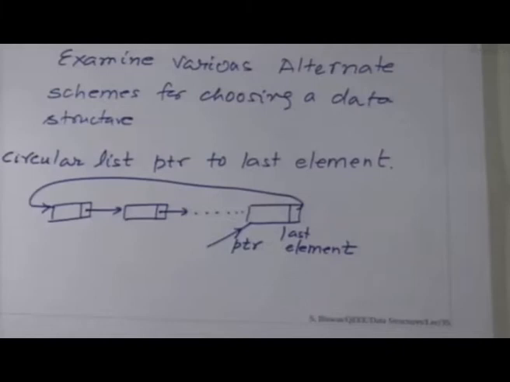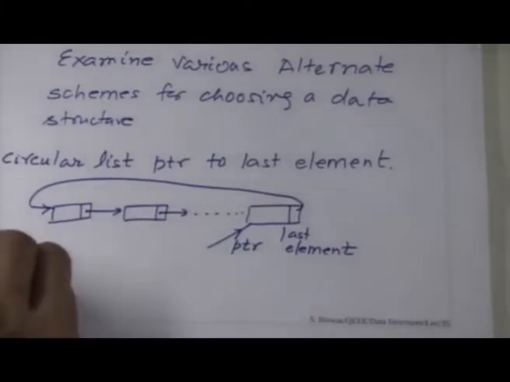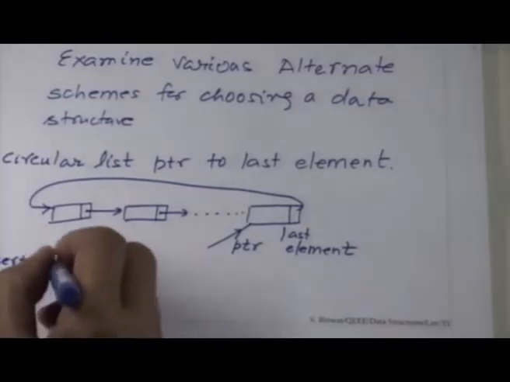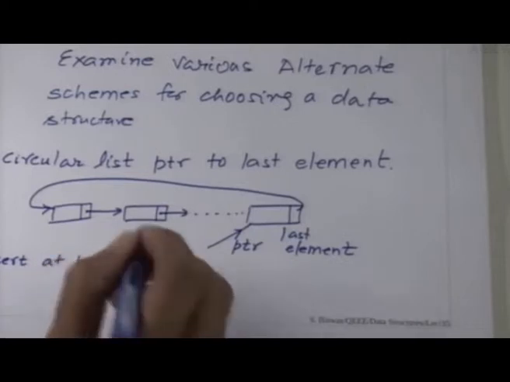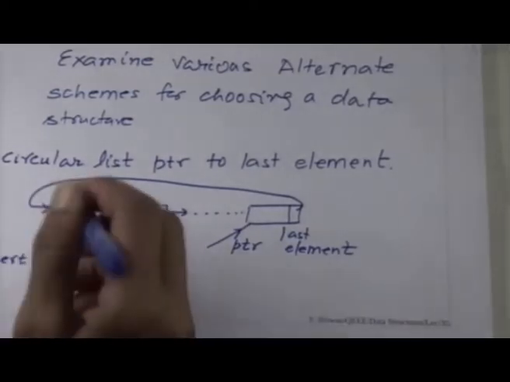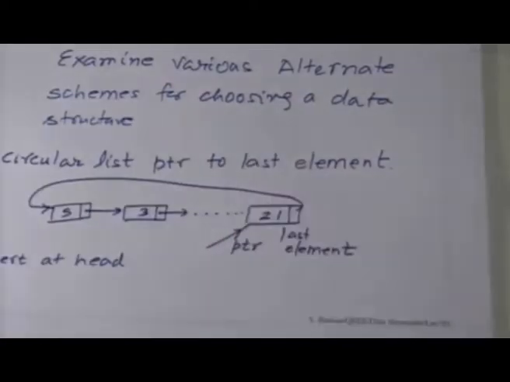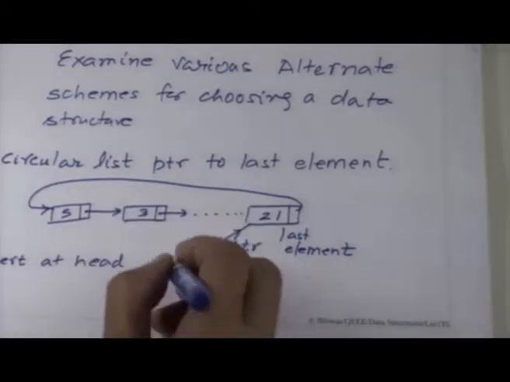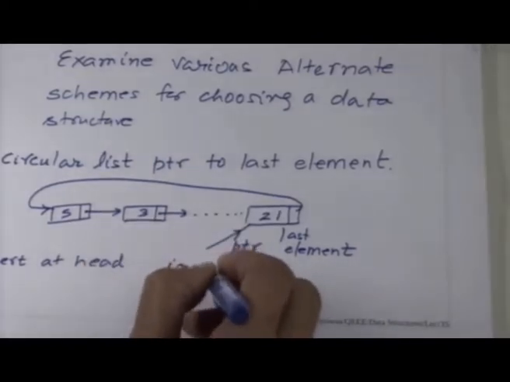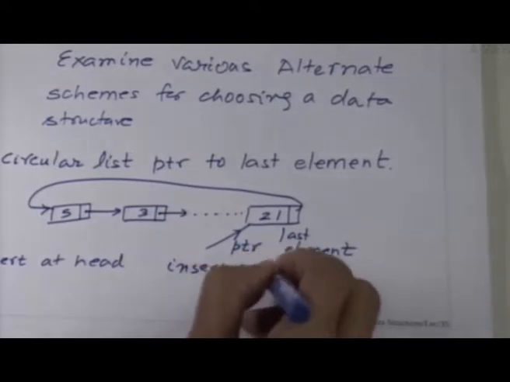Now for this kind of a list, we are going to ask these questions. How much time would I require to insert an element at the head of the list, at the front? So clearly if I put some numbers, let's say 5, 3, this is 21, then 21 is the last element in this circular list, and the front of the list or the first element must be 5. And suppose I want to insert a new element which is 50 into this circular list.